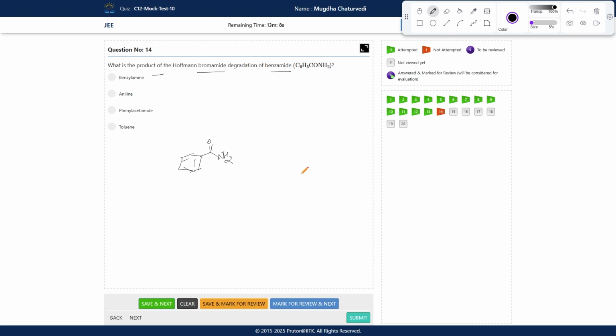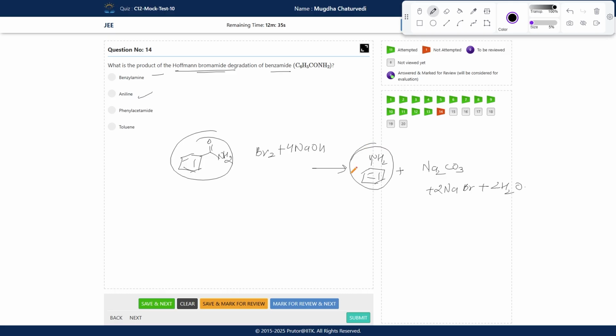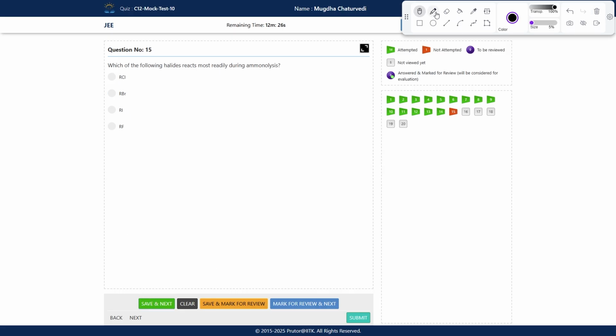Okay, so if in case you react it with Br2 plus 4 NaOH, then this gives us an aniline, that is C6H5NH2, and it gives us Na2CO3 plus 2 NaBr plus 2H2O. Okay, so this is the product in which we get aniline. So the correct answer for this question will be option number B, which is aniline. So this is the product of Hofmann bromamide degradation. If you look over here and you look over here, here we have one carbon less. Okay, so this is the product. So correct answer will be aniline. Now let us see the next question.